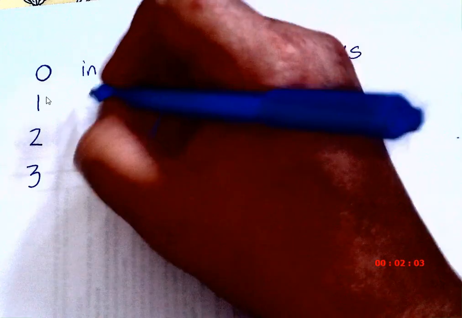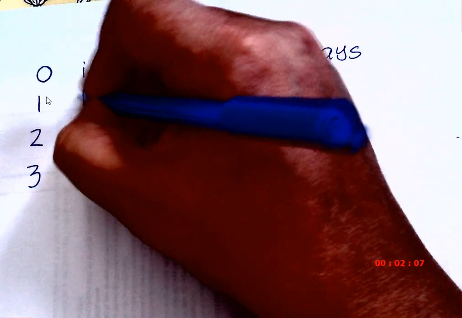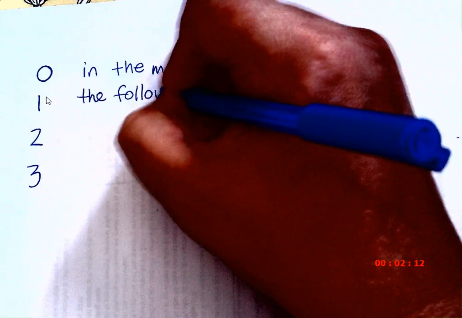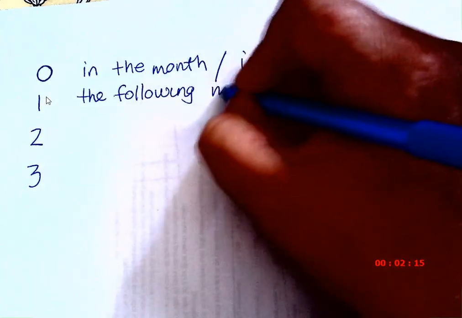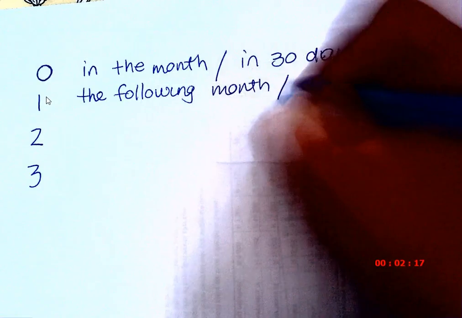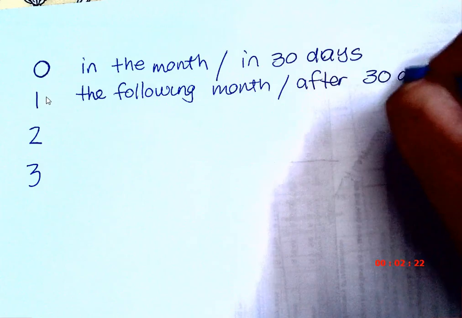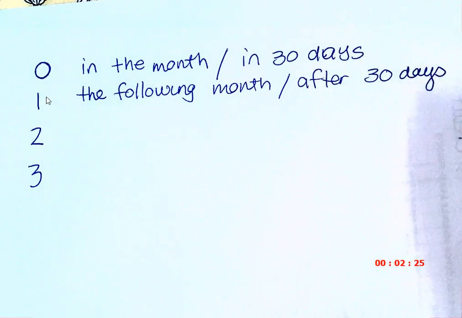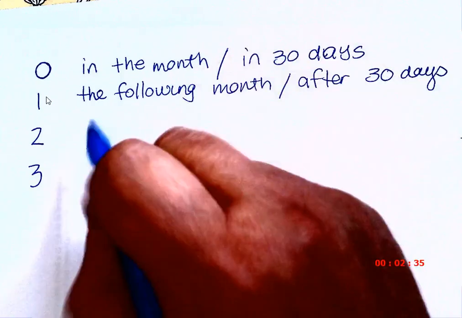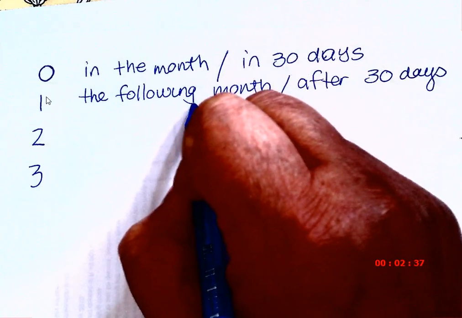Okay. 1, I say I receive the following month or after 30 days. So who wants to guess what's 2? The second month, no, the second month following. Because we're already in the following month.